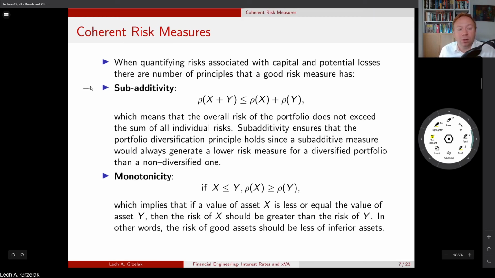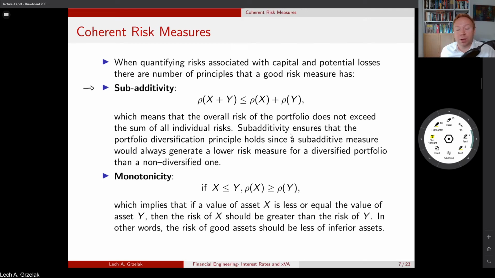The first one is so-called sub-additivity. Here, rho is the measure we are looking at, and this is kind of interesting. If we have X and Y, so let's say we have two assets, and we have a risk associated with the sum of them, then we'd expect that the risk measure of the sum is less than or equal to the sum of the individual risk measures of those assets.